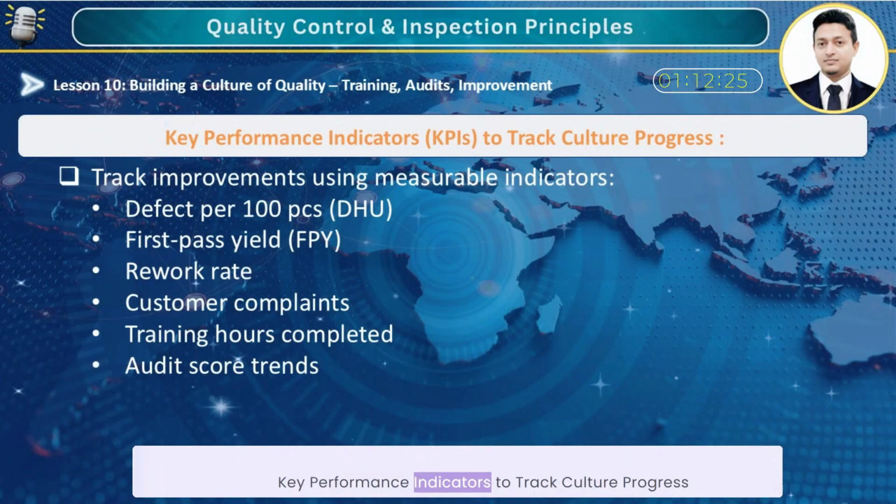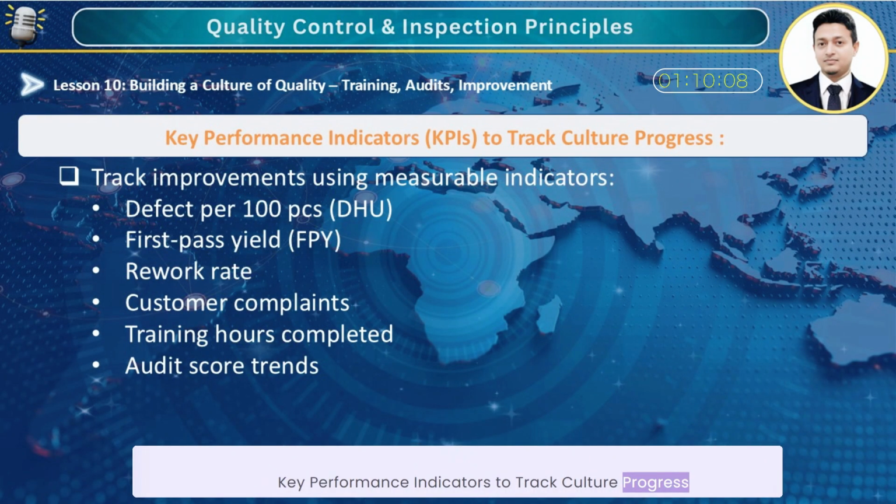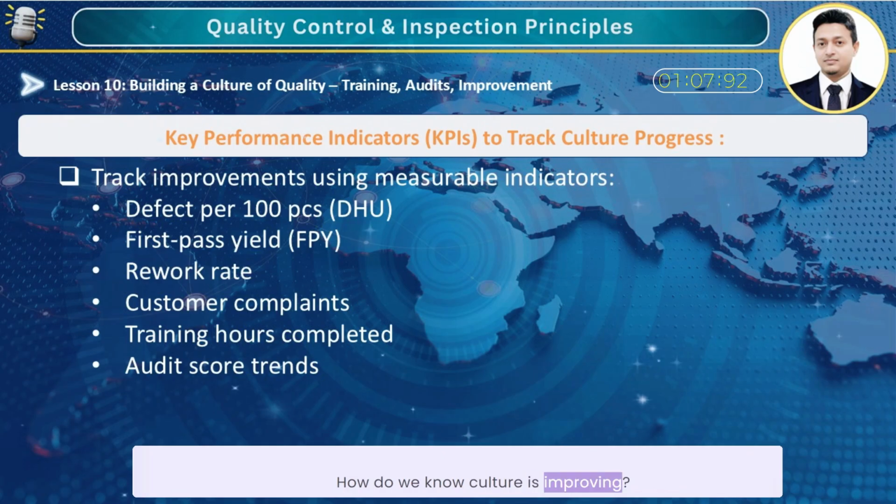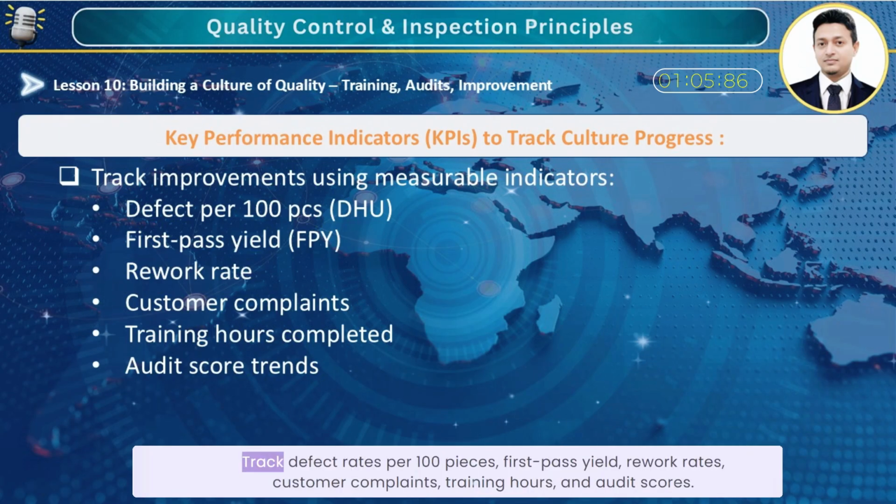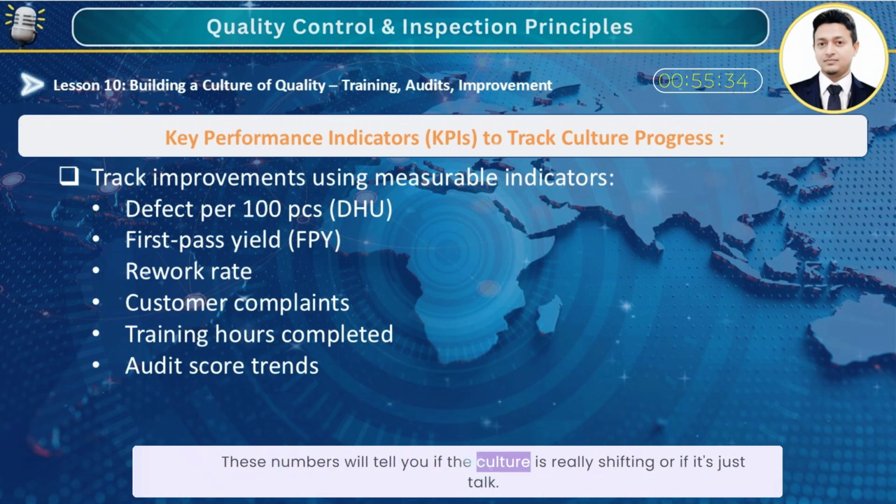Key performance indicators to track culture progress. How do we know culture is improving? We measure. Track defect rates per 100 pieces, first pass yield, rework rates, customer complaints, training hours, and audit scores. These numbers will tell you if the culture is really shifting or if it's just talk.